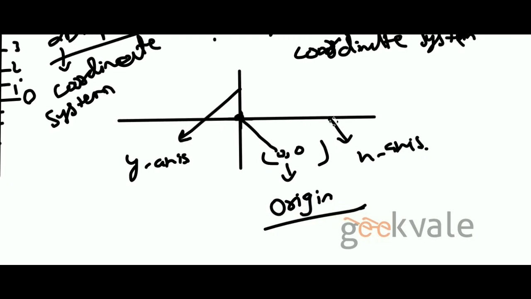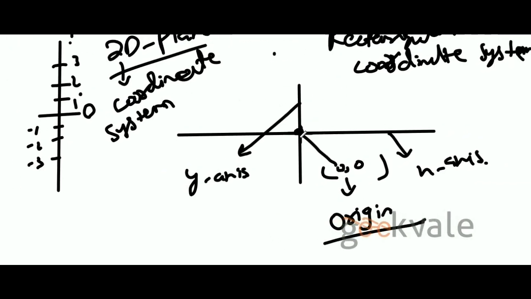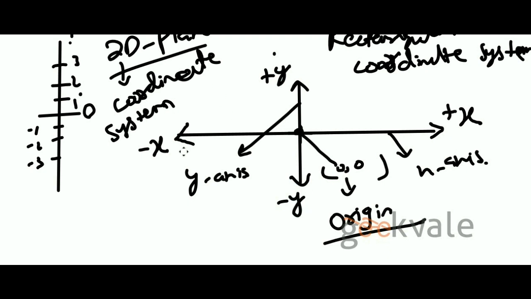The right side of the horizontal version of the real line is called the plus x-axis, whereas the left side is known as the minus x-axis. Similarly, for the vertical version of the real line, the upper side is known as the plus y-axis, and the lower half is what you call the negative y-axis.